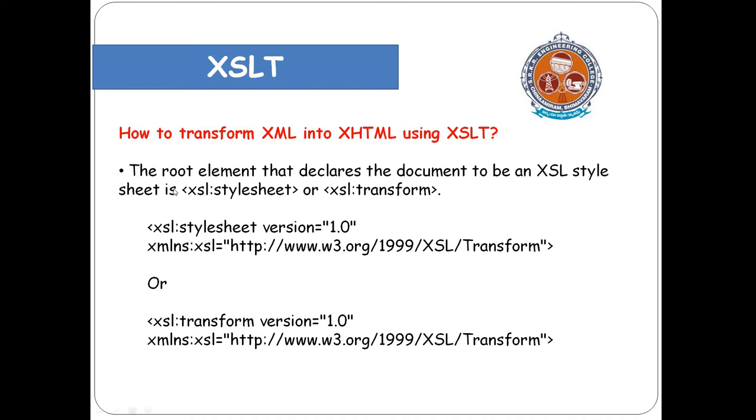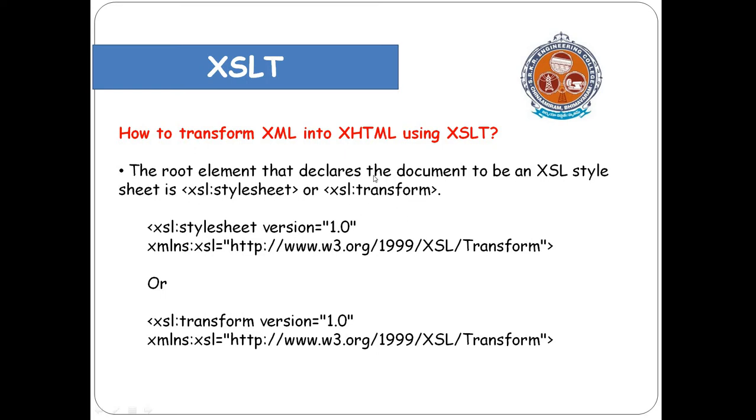So the first and main one is the root element that declares the document as an extensible style sheet. In an XSL style sheet, we are going to use stylesheet as the root element, or XSL transform. These are the two main root elements we are going to use for transforming the XML document. Majorly we are using stylesheet only, and this is the namespace we are using, XSL.